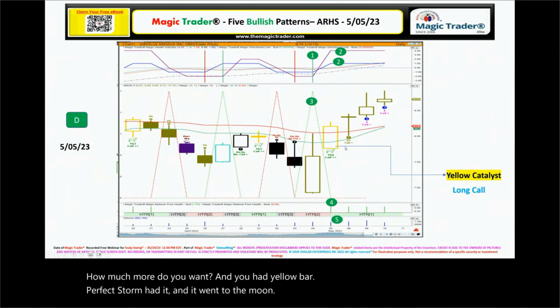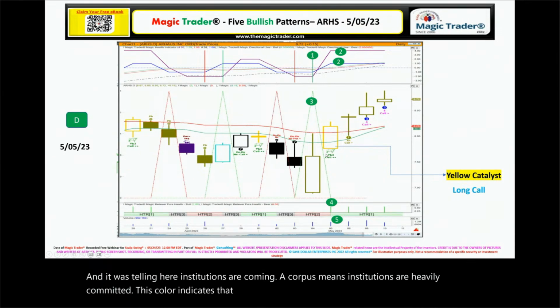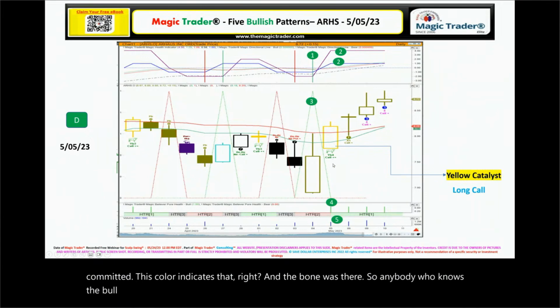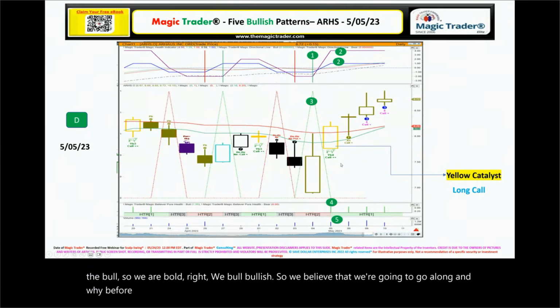And it was telling here institutions are coming. A core plus plus means institutions are heavily committed. This color indicates that, right? And the bull was there. So anybody who knows the bull, so we are bulls, right? We're bullish. So we believe that we're going to go long. And why before? This was also a crack in a code.